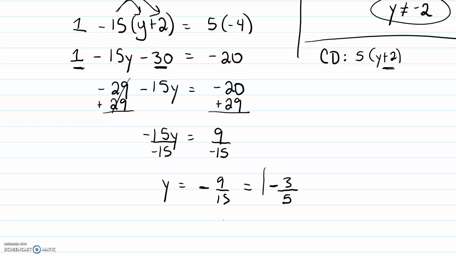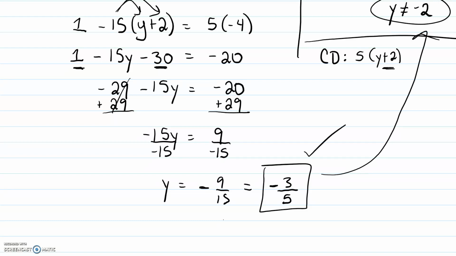Always check your answer. If your answer is your excluded value, you cannot use it. But our excluded value is negative 2. Our answer is negative 3/5. So we are good.